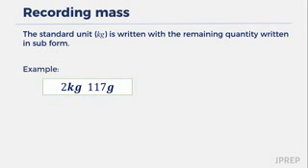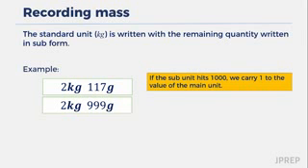This means I have 2 full kilograms, but since the 117 does not reach the full kilogram, I have to write it in the lower unit. I can also have 2 kilograms and then 999 grams. Remember, we said that 1000 grams makes up 1 kilogram.